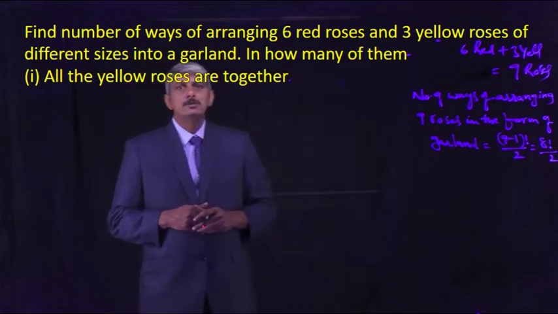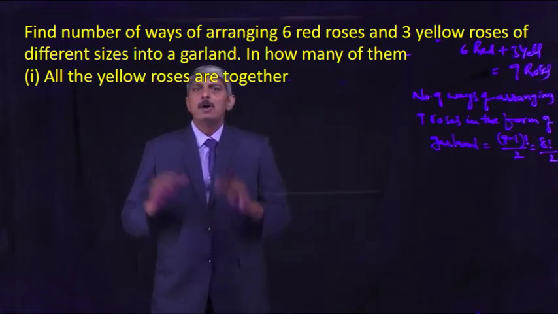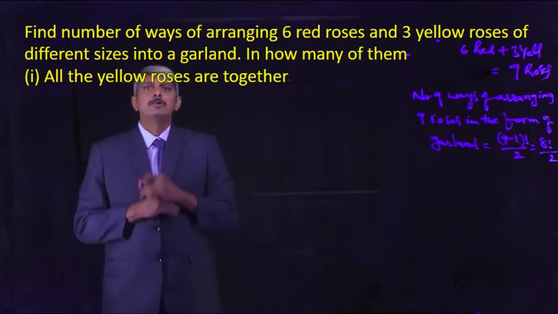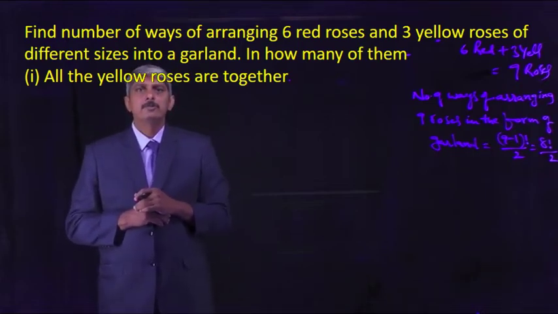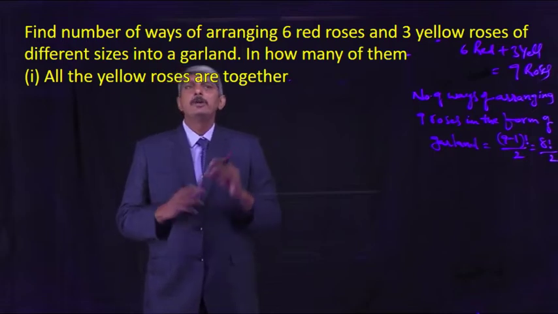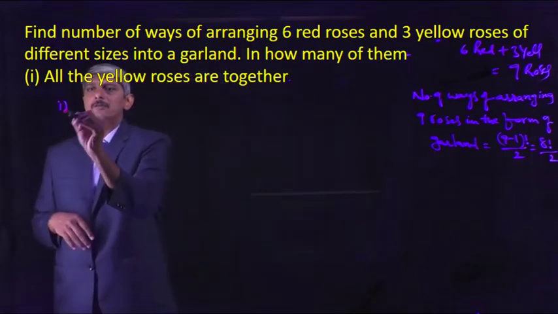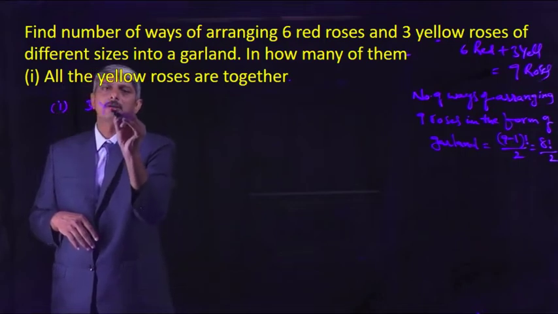Among those, how many cases are there so that all yellow roses come together? Here, how many yellow roses are there? There are 3 yellow roses. Now first, the 3 yellow roses come together.